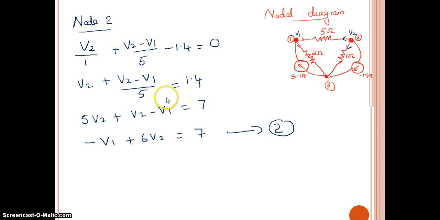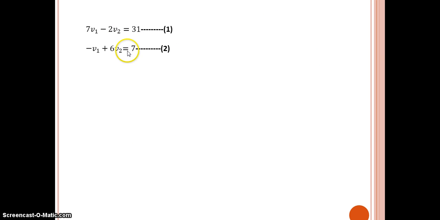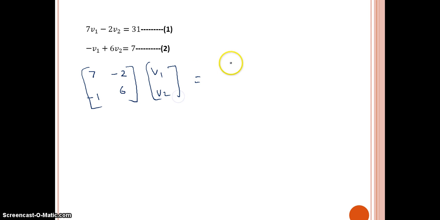So we have now equations 1 and 2. We need to solve them for V1 and V2. These two equations we can solve by simultaneous equation solving or by the matrix method. It's up to you, but I prefer to solve by the matrix method. So I'll write it in matrix form: 7, minus 2, minus 1, 6, the coefficients of V1 and V2. This into V1, V2 should be equal to 31, 7.